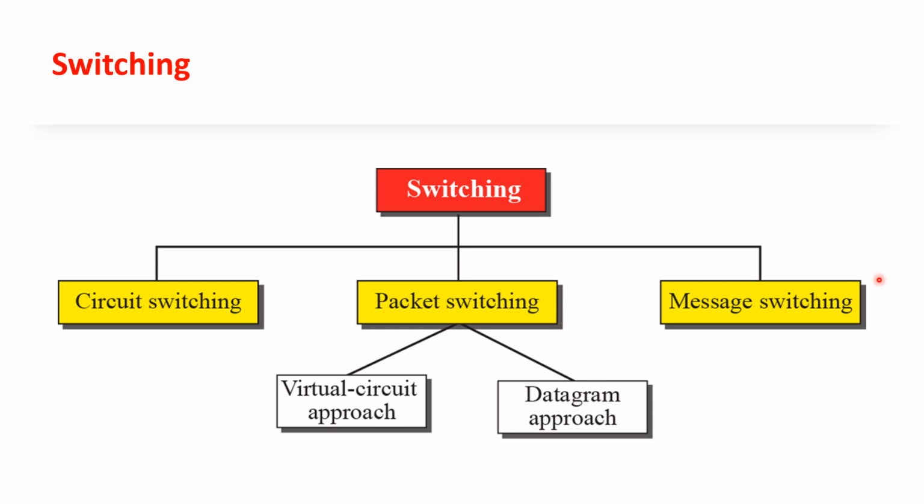Message switching. In message switching, entire messages are sent from the source to the destination without establishing a dedicated path. The message is stored at the intermediate nodes until the next node is ready to receive it. Among these three types of switching, packet switching is classified into two categories: virtual circuit approach and datagram approach.